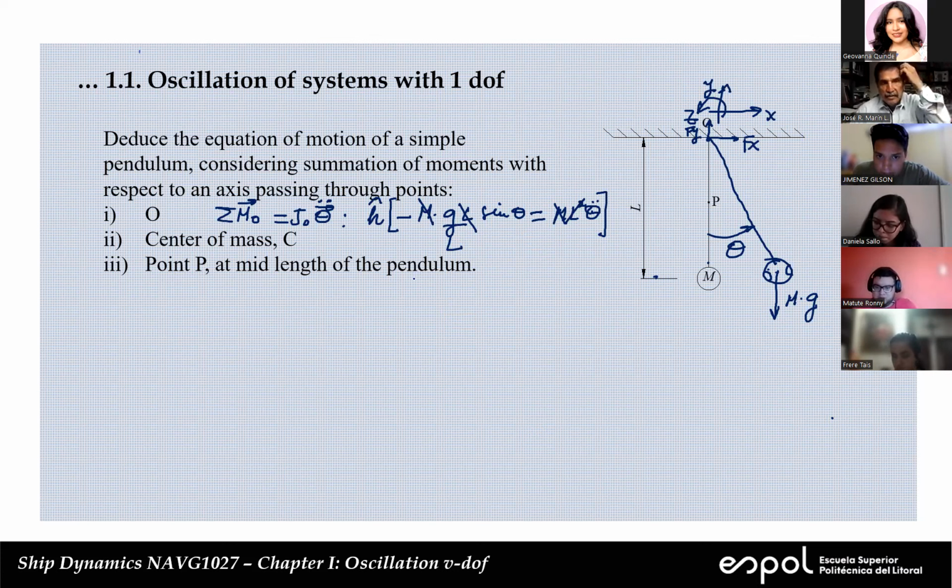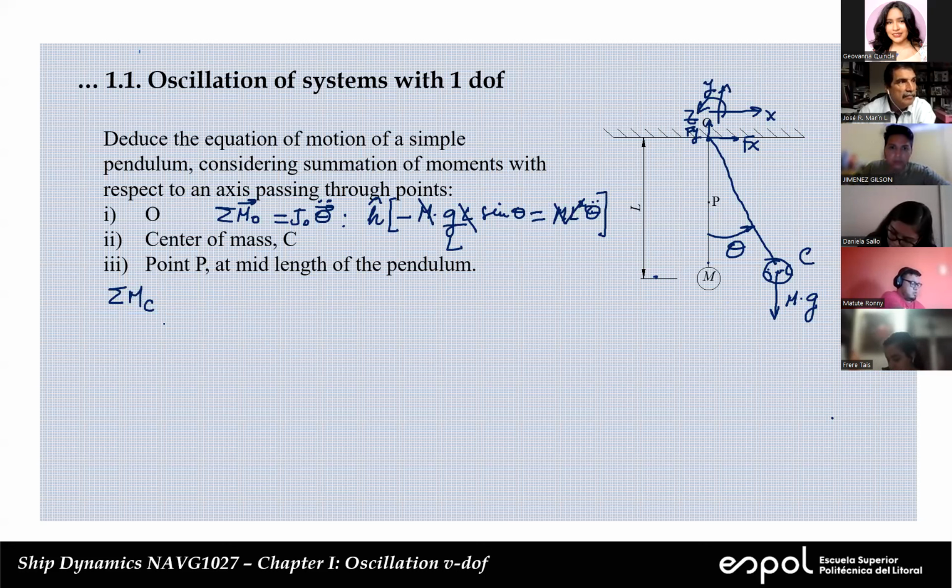The second case, center of mass. We put the control at the center of mass. So we take the summation of the moments with respect to point C. Right there, rho sub C is 0, so it's not going to appear. That's going to be minus 0, and it's equal to J_C times theta double dot. All of this equation is multiplied by k bar.